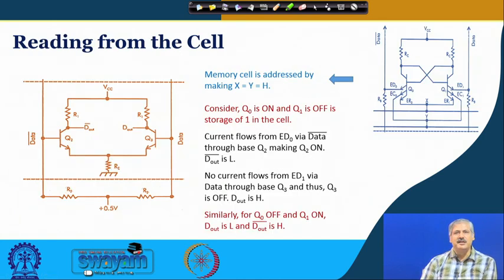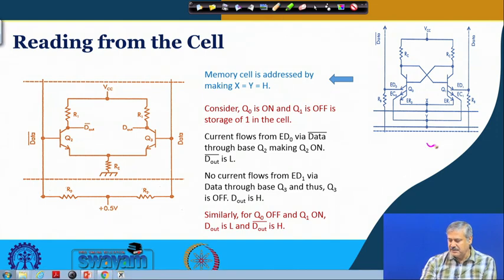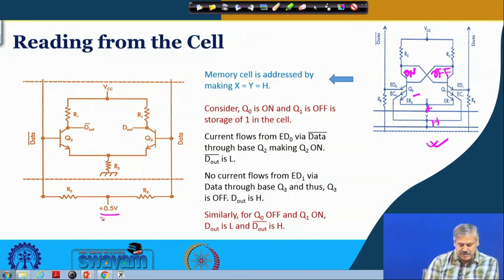Now we look at reading from the cell. The cell is already presented here. This is the cell that we had seen before. This is Q0, which is on now, and this is off, and x and y we have made high. So this is high and this is high, more than 3 volt or so, and the bias voltage has been kept at 0.5 volt. This is the bias voltage that I was talking about.